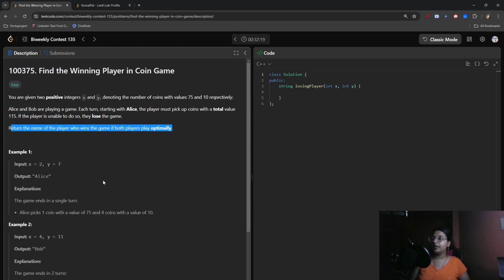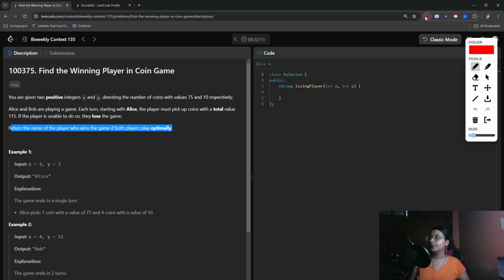let me draw that. So basically here we are given 75 and 10. These are the values of the coins. And if we take the first example, x equals 2 and y equals 7. That means there are 2 coins of 75 and 7 coins of 10.